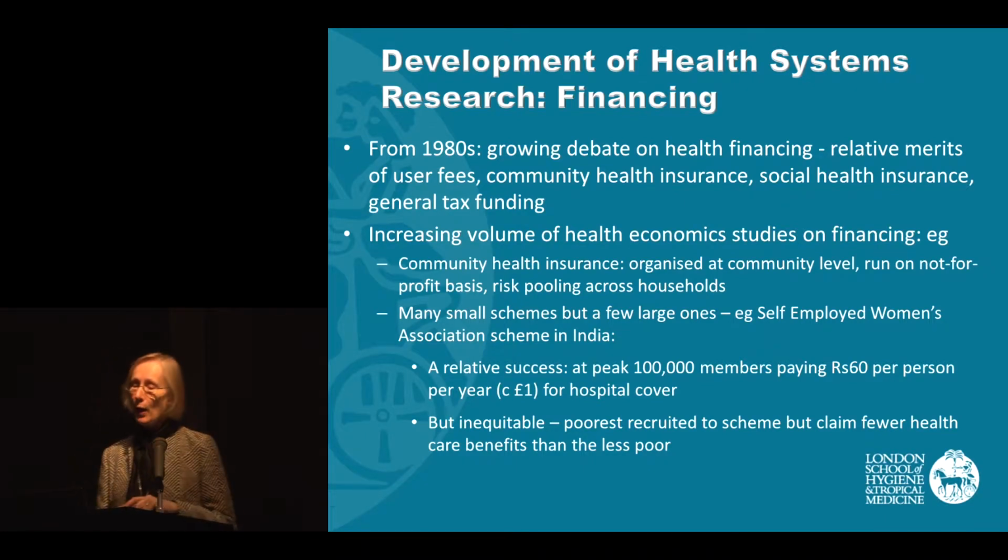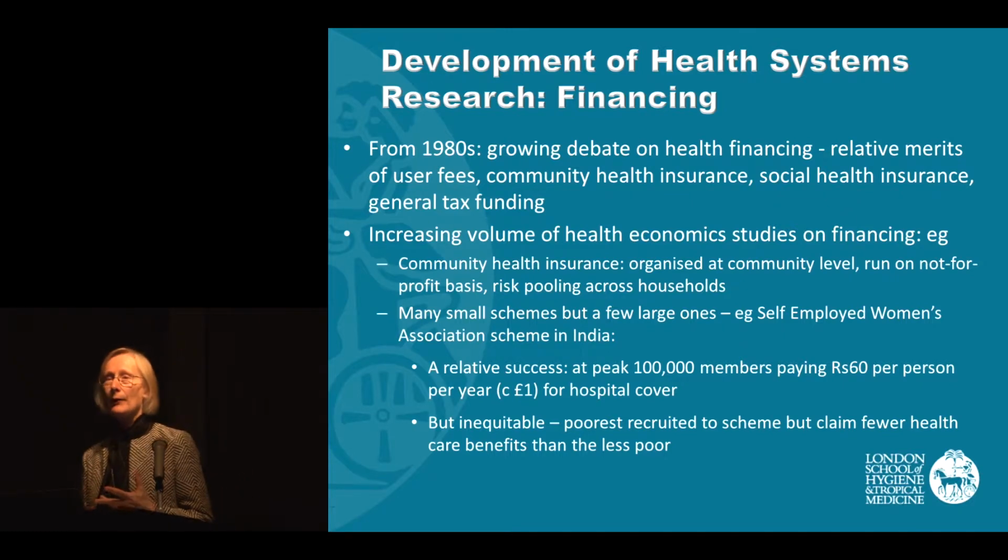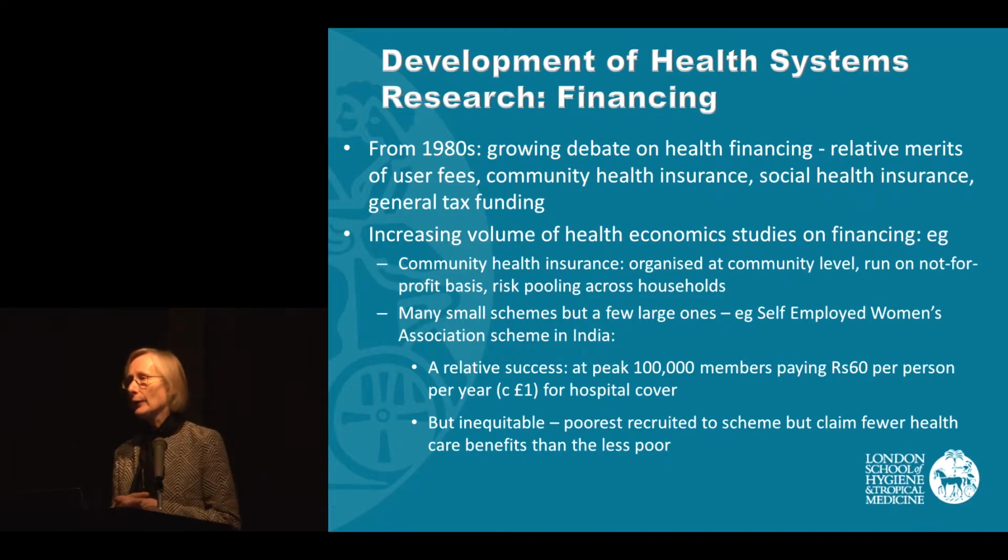But there were a few large ones, notably one that was run by the Self-Employed Women's Association in India, known as SEWA. SEWA was a trade union of women in the informal sector, garment pickers, street sweepers, and so on. It was a relative success at its peak. It had 100,000 members, paying roughly 60 rupees a person per year. And they paid for hospital cover. This wasn't outpatient care. If they needed hospital care, they went to a hospital, got admitted, paid themselves, and then claimed back for the cost of the care.